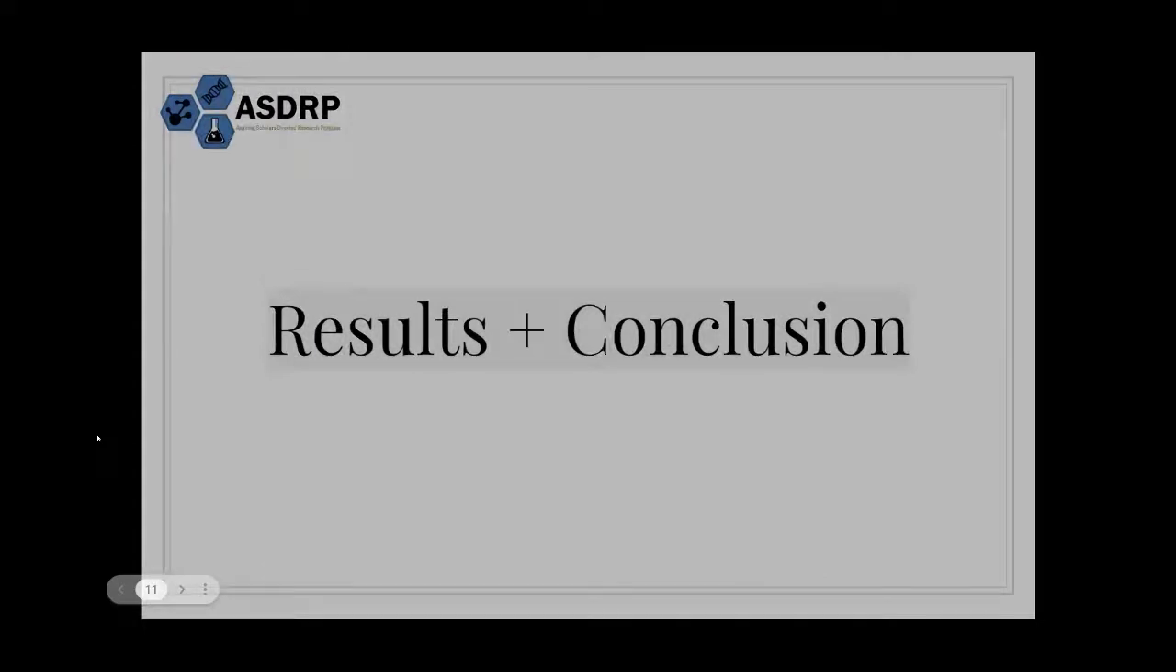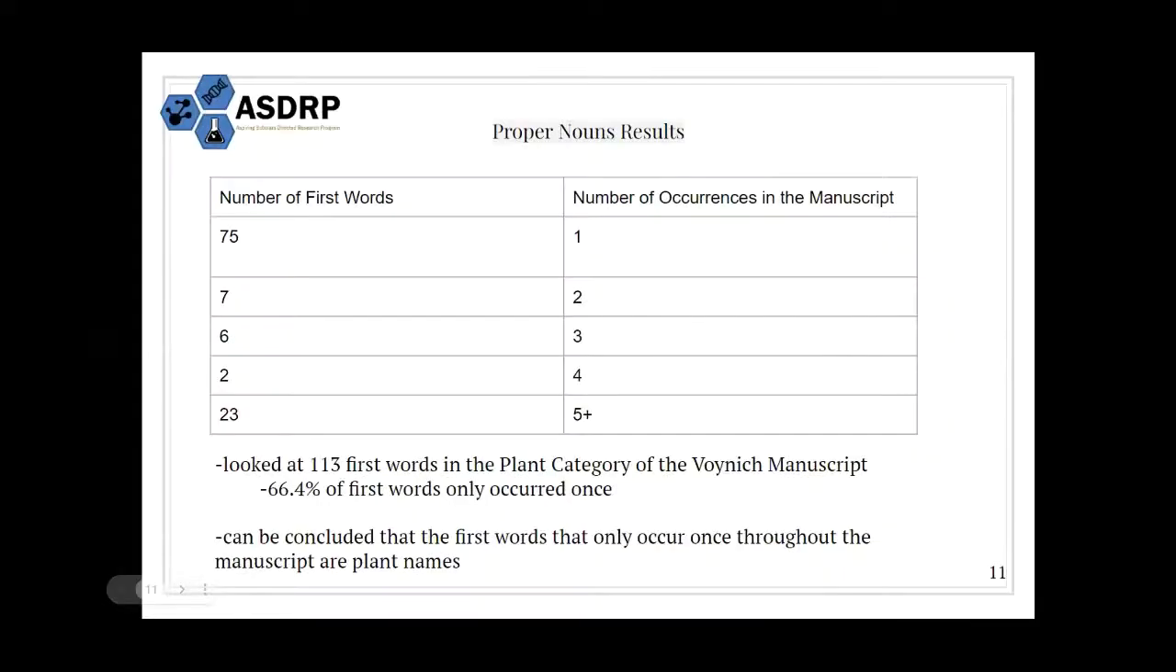Results and conclusions. After looking at 113 first words in the plant category of the manuscript, we gathered that 75 first words only appeared one time throughout the manuscript. So that was 66.4% of the first words. Since a large amount of first words only appear once and in only the plant category of the manuscript, it can be concluded that these first words that only appear once are the names of the plants.